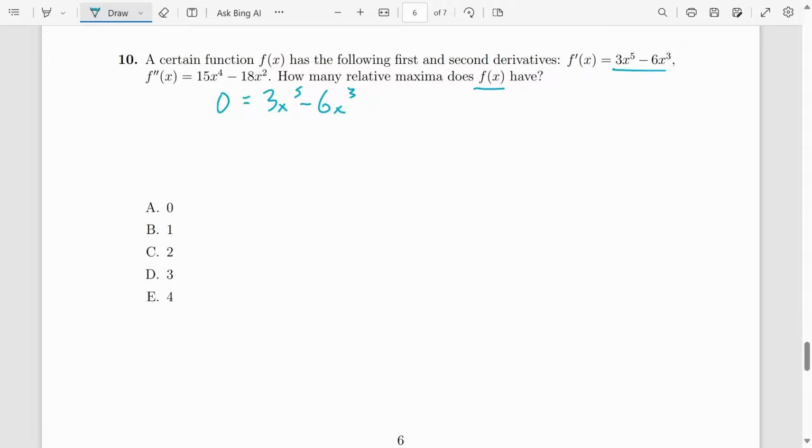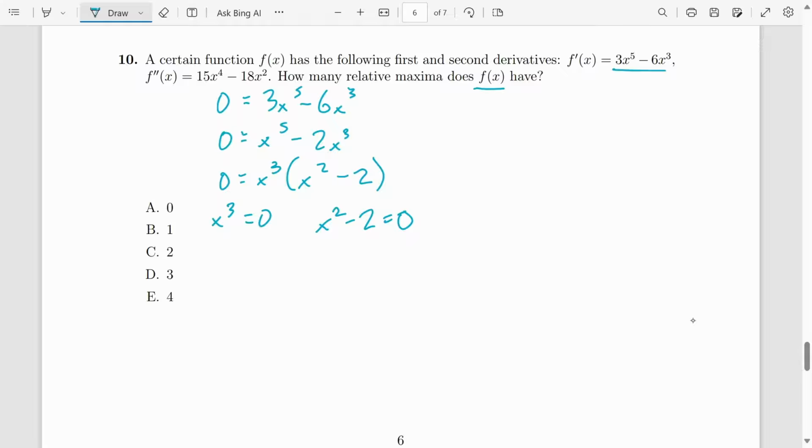So now solving for x, it looks like we can divide everything by 3, and we'll get 0 equals x to the 5th minus 2x cubed. And then after this, it looks like we can take an x cubed out of both of the terms on the right. We'll get 0 equals x cubed times x squared minus 2. Now we can go ahead and split this off into two different equations. We'll have x cubed equals 0 and x squared minus 2 equals 0. We'll just solve each of them independently.